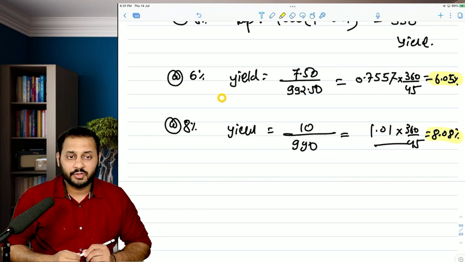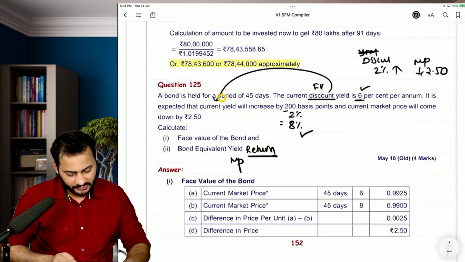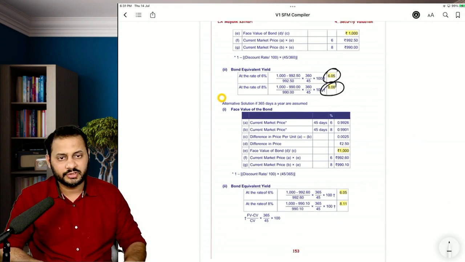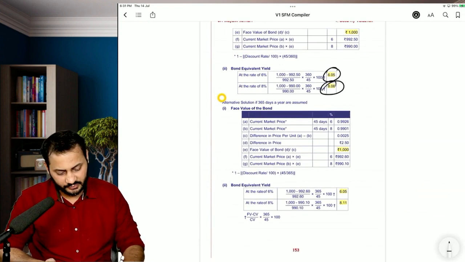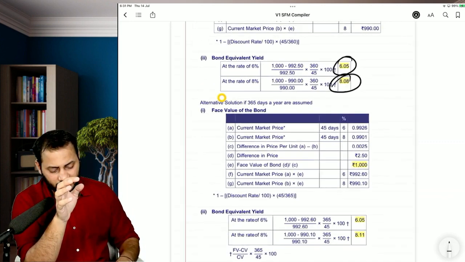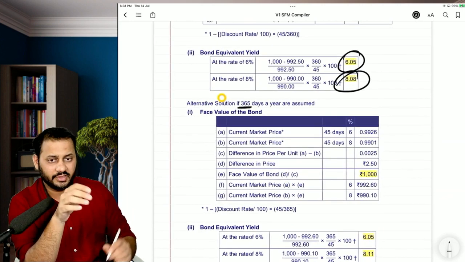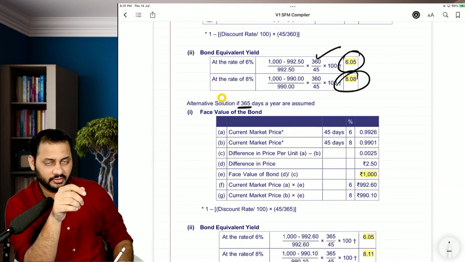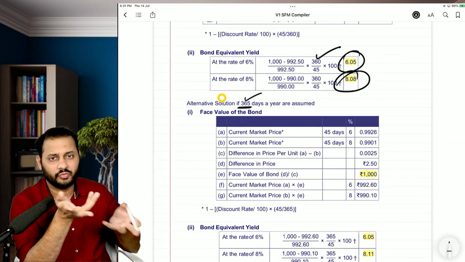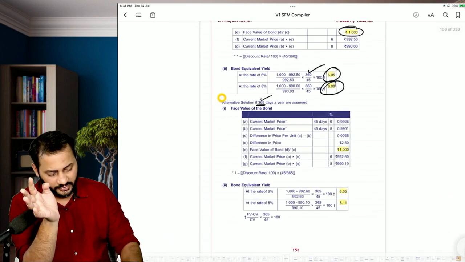Finish. The game is over now. Let's check the answer. They did it the same way. 6.05, 8.08 and 1000 rupees is the face value. They had their own way to calculate, but it's easy. Now this is the question which has been solved in both the cases, taking 360 as the days in a year and taking 365 days in a year also. So if you want to do it your way, you can do it.